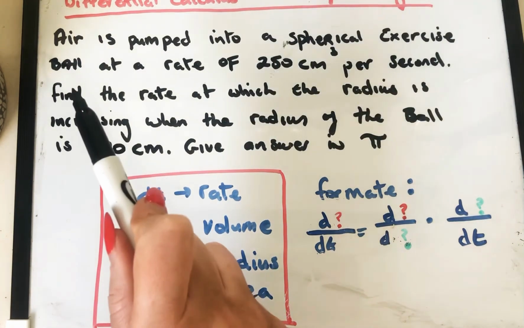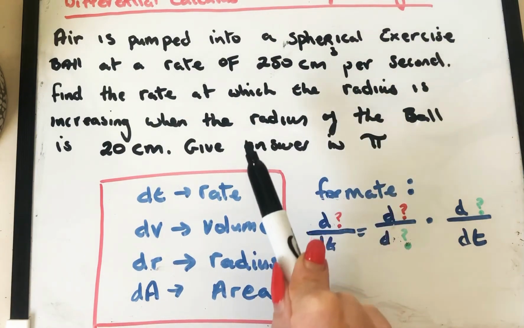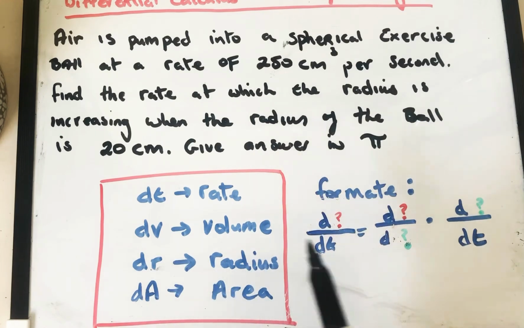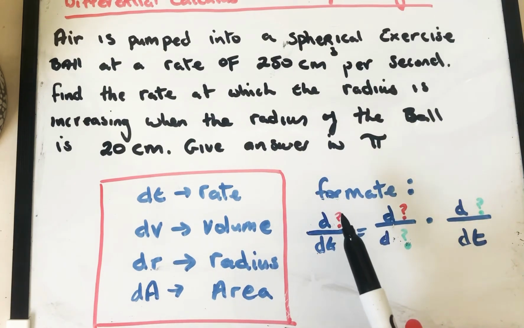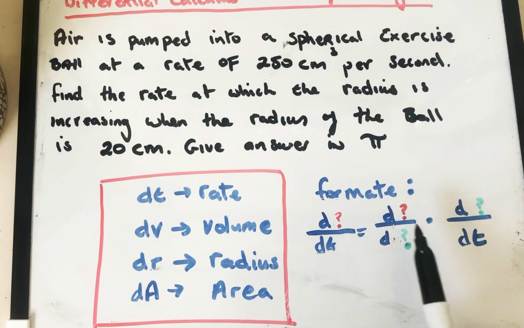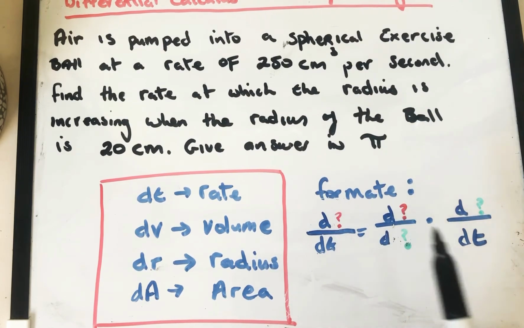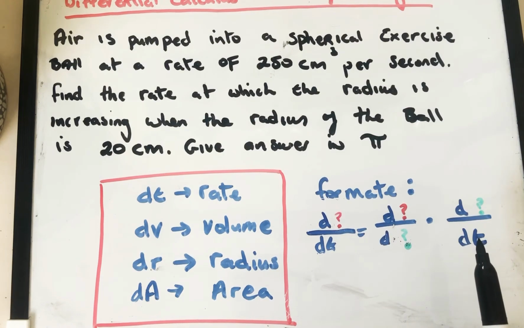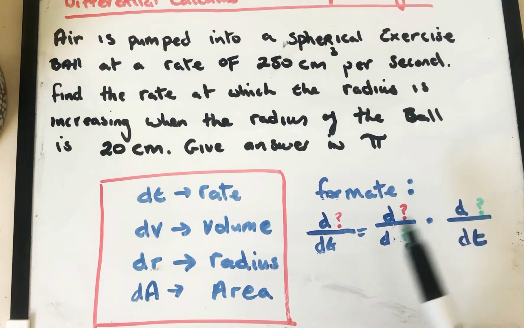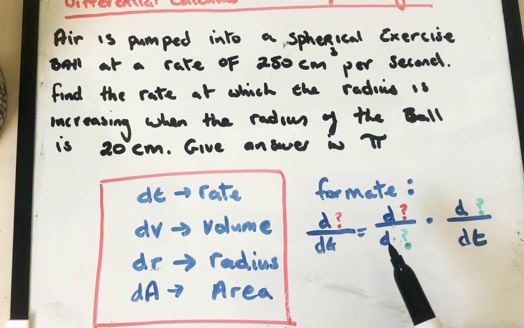So let's read it here. Find the rate at which the radius. If we go to our key here, radius is dr, so this little red question mark is replaced with an r. Now we have dr over dt. The red question mark represents the r, so this is also r, and this dt never changes. So all we have to worry about is these two green question marks, which will be the same thing.